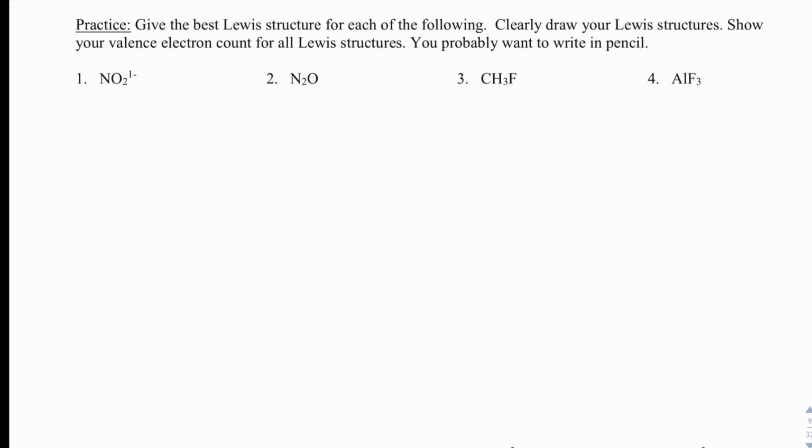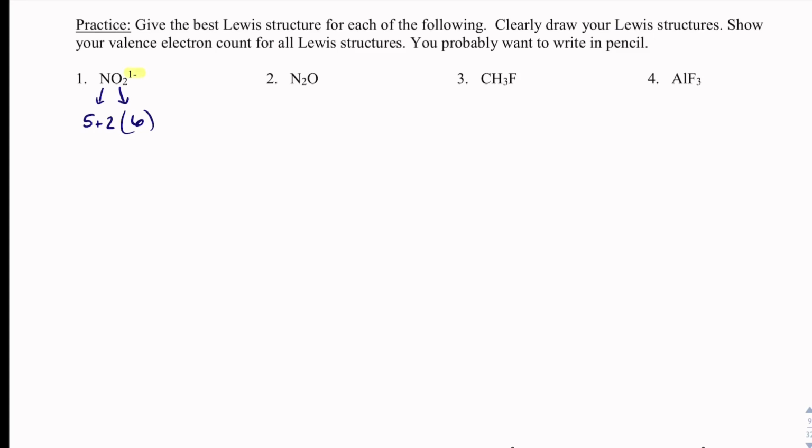Have your periodic table ready, and here's how we're going to count our valence electrons. We're going to find nitrogen on the periodic table, and you'll notice that it is in family 5A. So nitrogen has 5 valence electrons. Oxygen is in family 6A. It's right next to nitrogen, and it has 6 valence electrons. But there's 2 oxygens. So we would take 5 plus 12, and we might say 17.